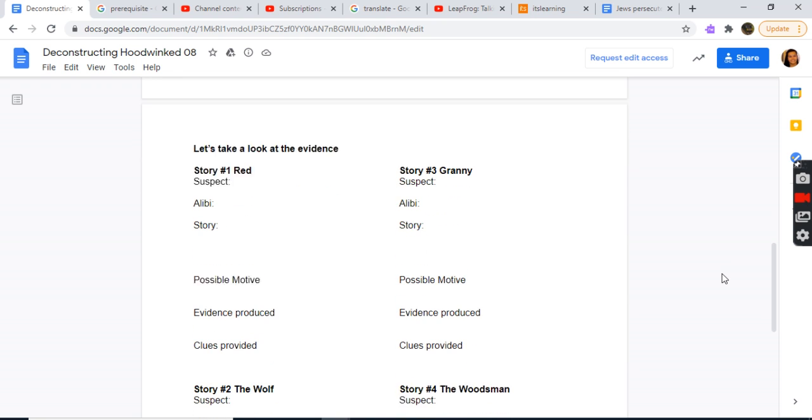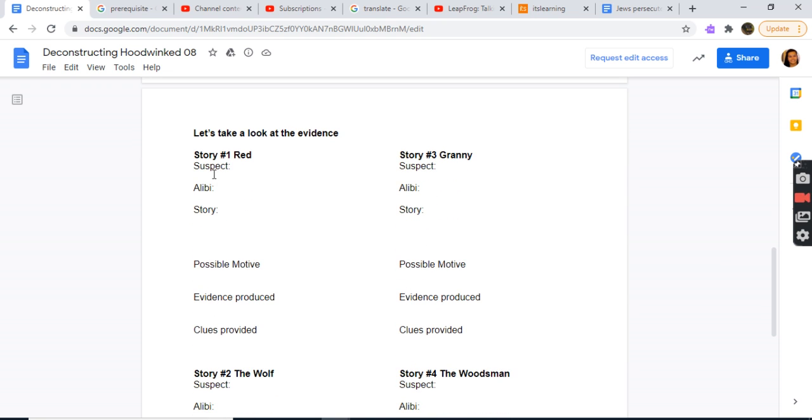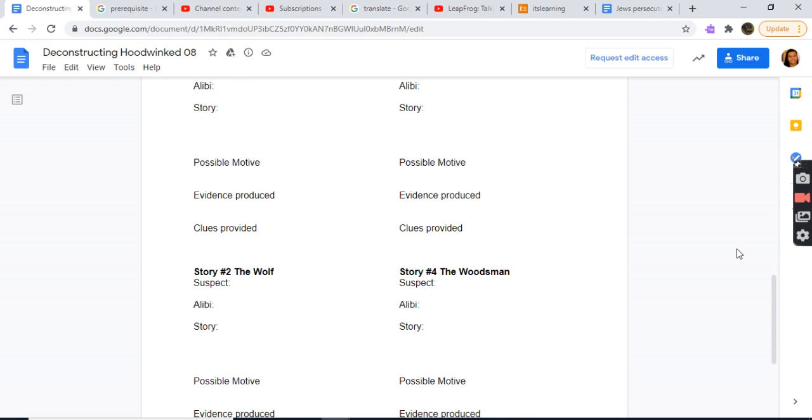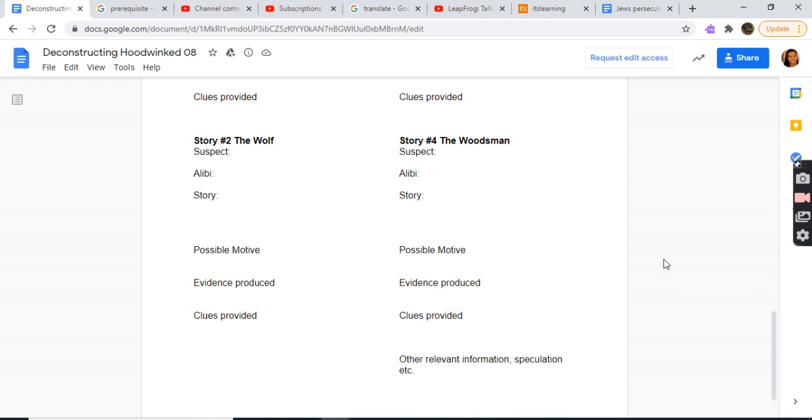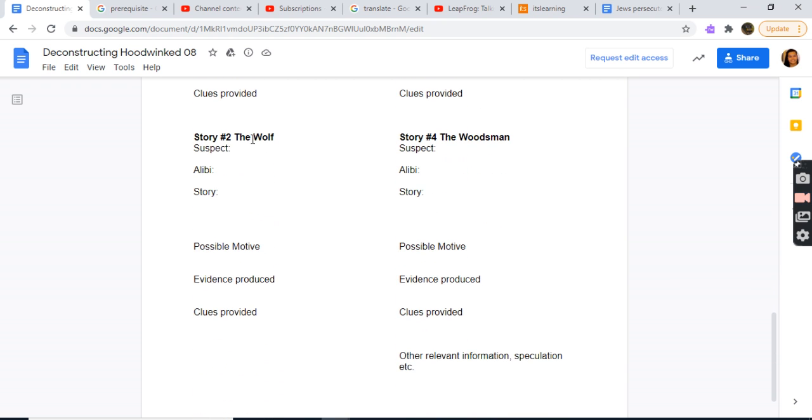Let's take a look at the evidence. Story 1. Red. Suspect. Alibi. Story. Possible motive. Evidence produced. Clues provided. Granny. Suspect. Alibi. Story. Possible motive. Evidence produced. Clues provided. Story 2. The Wolf. Suspect. Alibi. Story. Possible motive. Evidence produced. And clues provided.